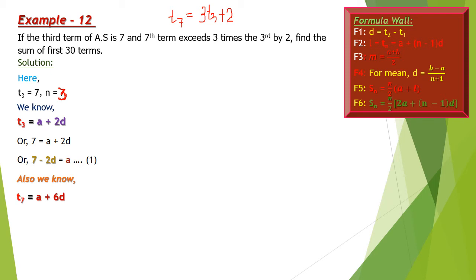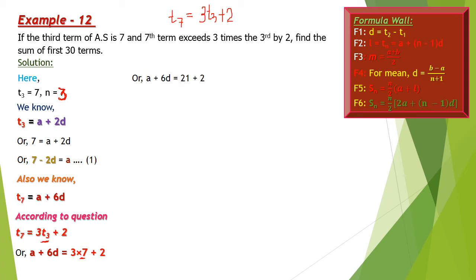7th term is a plus 6d. According to the question, t7 equal to 3 times t3 plus 2. Now we can replace the value of t7 as a plus 6d, and we have the value of third term as 7. A plus 6d is equal to 21 plus 2. A plus 6d is equal to 23.